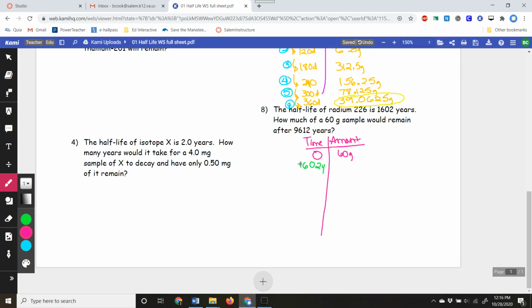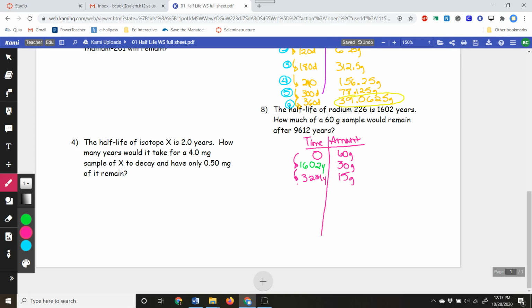So what we're going to do is first start out with our amount column. We know that it's going to get cut in half. So half of 60 grams, 60 divided by 2, is going to be 30 grams. That's after one half-life has passed. Now we need to look at another half-life passing, so that's another 1,602 years. We have to add that, so we're up to 3,204 years. Our amount is cut in half, so half of 30 is 15. So we're up to 15 grams.